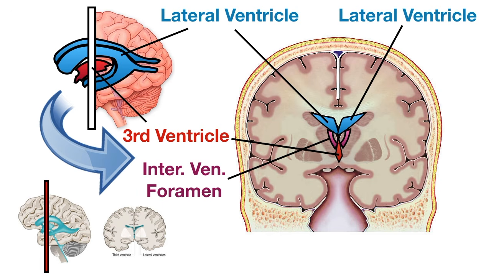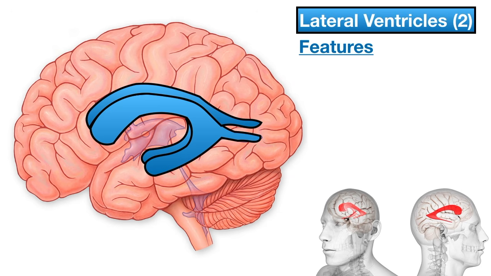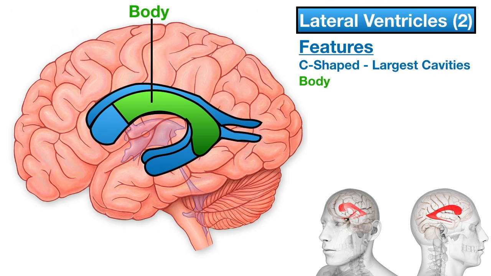Now that we can picture the ventricular system, each ventricle has some important features to know, so let's talk about some of those, starting with the lateral ventricles. As we mentioned before, they're a pair of C-shaped cavities. There's one located in each cerebral hemisphere, and they're the largest cavities of the ventricular system. Each lateral ventricle can be divided into different segments. The central portion is known as the body, and it's primarily located in the parietal lobe.